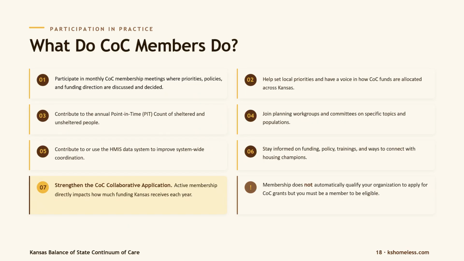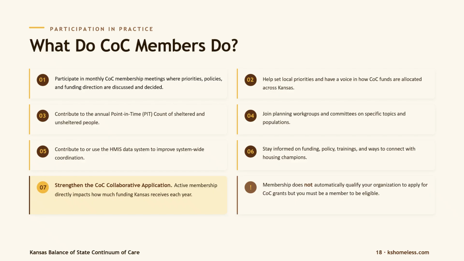So, what do members actually do? Members participate in COC membership meetings held monthly. They help set local priorities and have a voice in how COC funds are allocated across Kansas communities. They contribute to the annual point-in-time count of sheltered and unsheltered people experiencing homelessness. They participate in planning work groups and committees focused on specific topics and populations. They contribute to or use the Homeless Management Information System, which tracks outcomes and client participation.